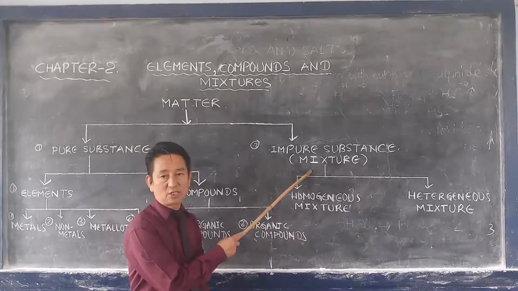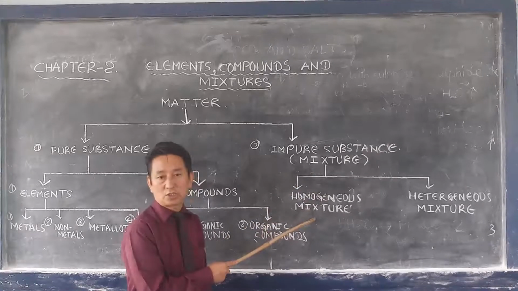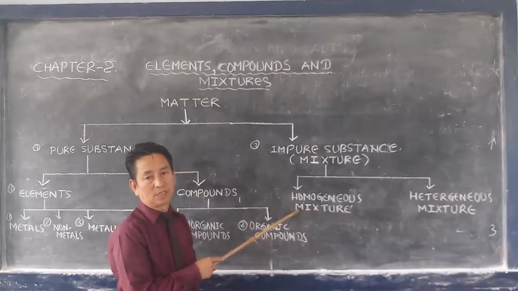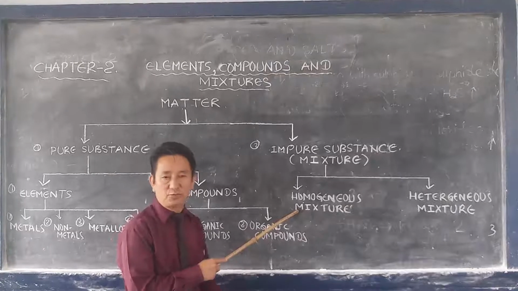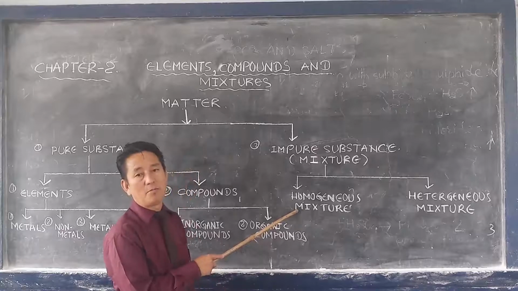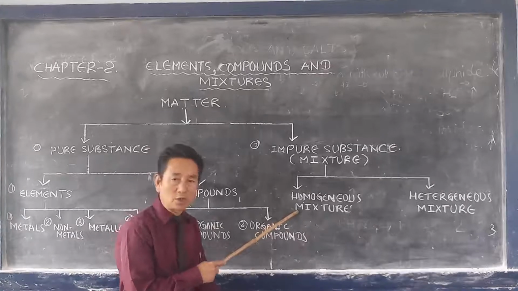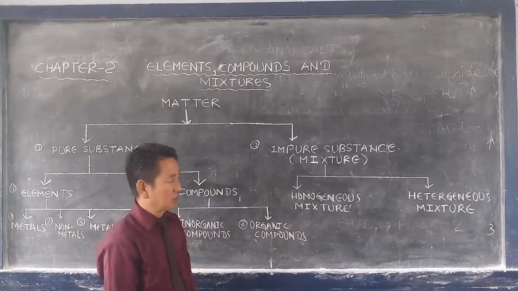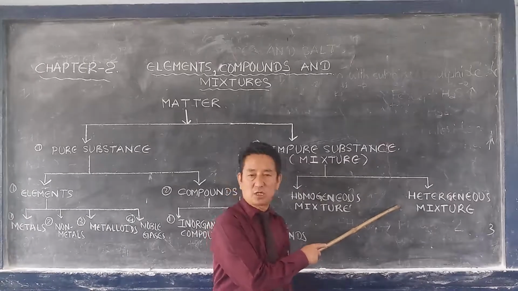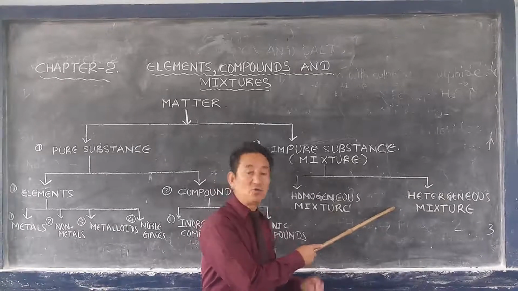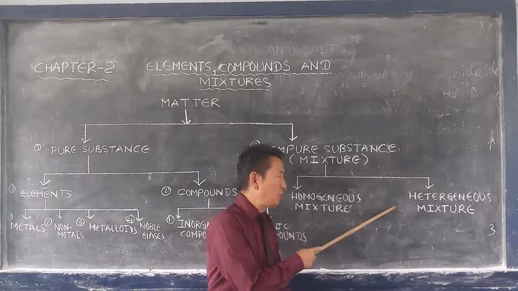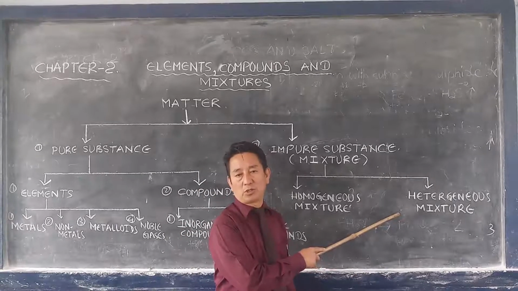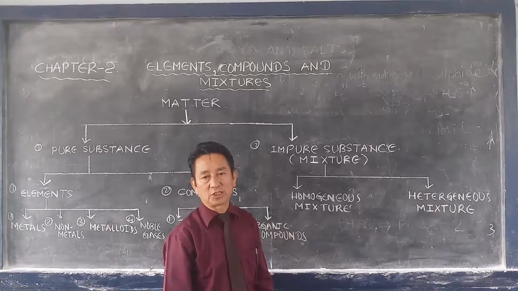Now, mixture. A mixture can be classified as homogeneous mixture and heterogeneous mixture. A homogeneous mixture is a mixture in which the components are distributed uniformly throughout the mixture. Salt solution, sugar solution, milk, etc. are examples of homogeneous mixture. A heterogeneous mixture is a mixture in which the components are not distributed uniformly throughout the mixture. A mixture of iron filings and sulfur powder is an example of heterogeneous mixture.